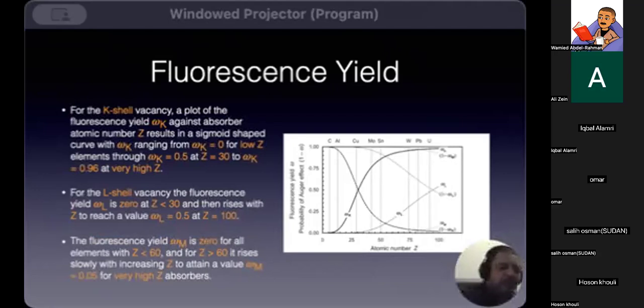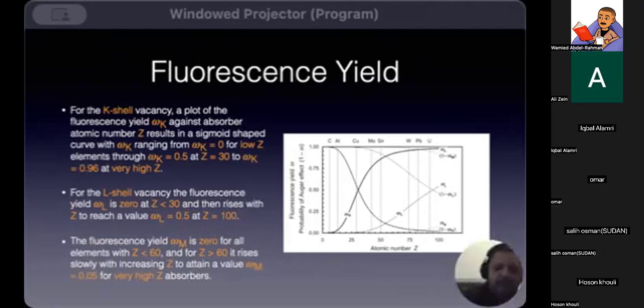Now, in general, for very low Z, this fluorescence yield is 0. So if I had carbon, for example, carbon Z equals 6, and we had a vacancy in the K shell, the probability of getting a characteristic photon is very, very low. Most probably, we're going to get an Auger electron.